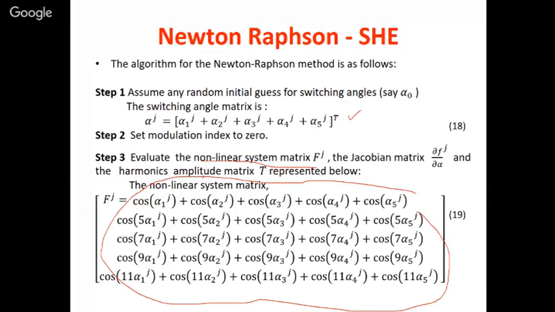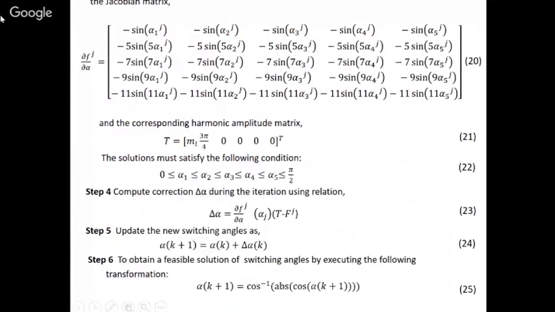That also you need to find. Then the harmonic amplitude matrix. You know what the amplitude matrix is. In the first case, it is equal to the modulation index, Mi. Then the second case, 0, 0, 0, 0. So that is your T matrix. Here you can see the Jacobian matrix you found, and the T matrix you have written.